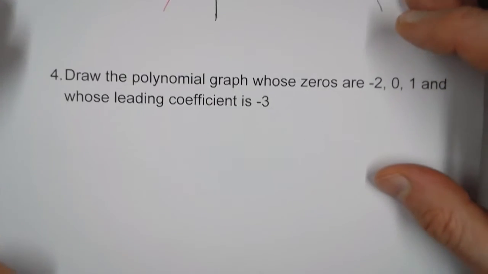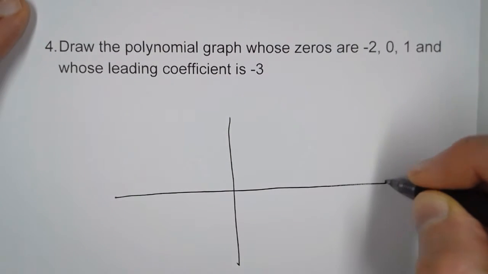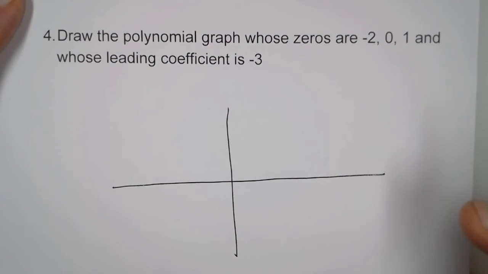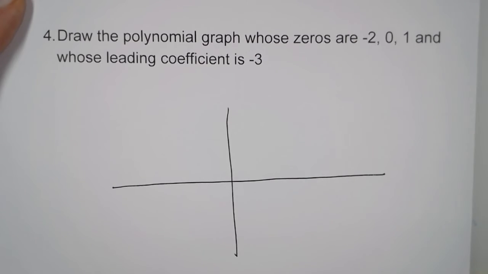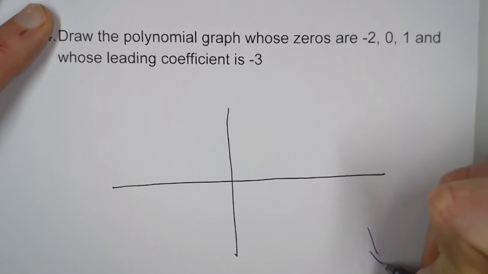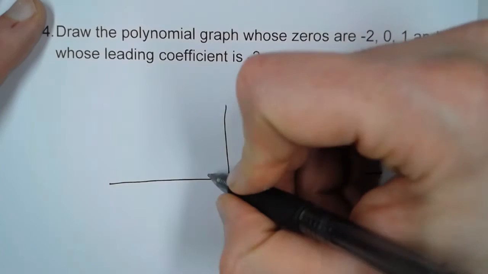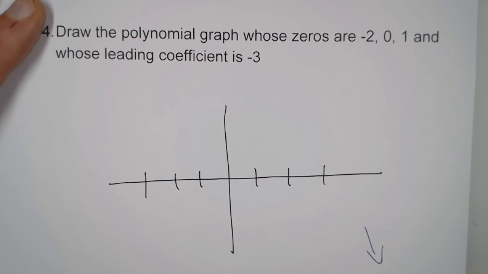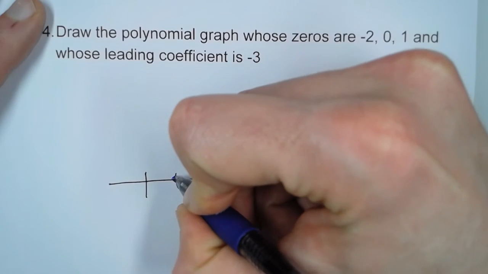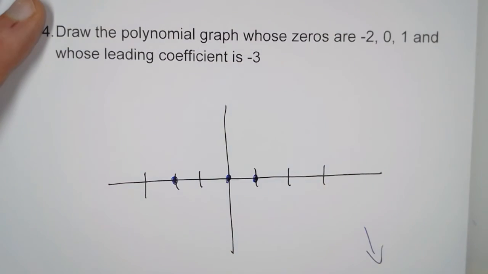Now the next one is a little bit more specific, because it gives a leading coefficient of -3. Now in the last video, I'm going to post a link to that, we talked about how when you have a leading coefficient that's negative, that means that our graph is going to end up going down this way. So we know that our graph has to end up going down. So where is this graph going to touch the x-axis? At -2, at 0, and at 1.